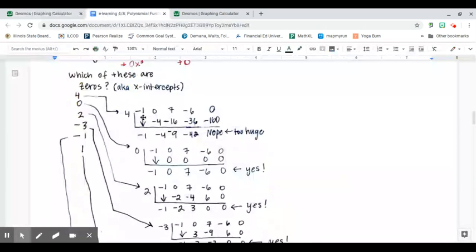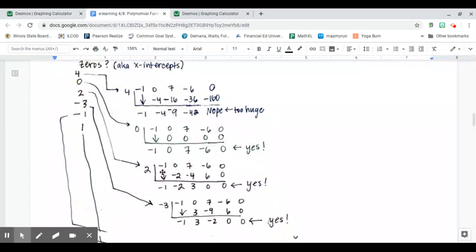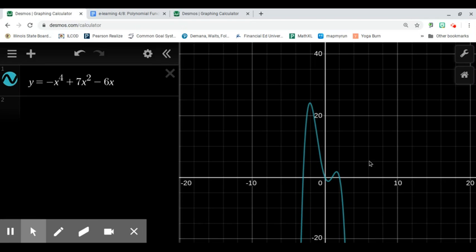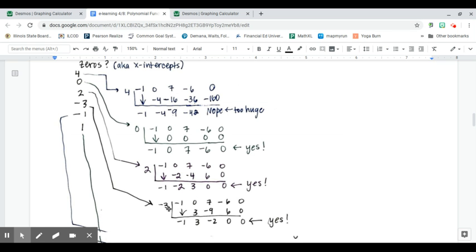Okay, let's try another one. How about 2? Line her up, drop the first term, multiply, and then add. Multiply, and then add. Multiply, and then add. Multiply and add. Yep, we came up with another 0. So 2 is an x-intercept. Yep, 2, 4, 6, 8, 10. 2 is an x-intercept.